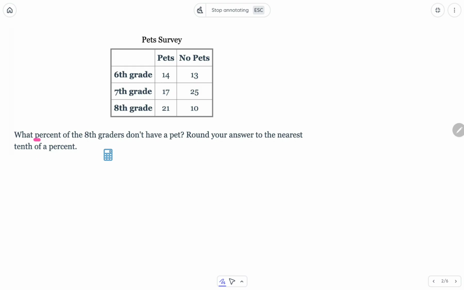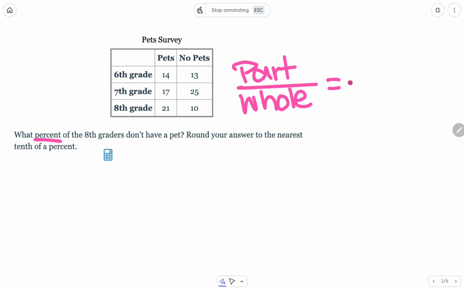Well, if we're looking for what percent, remember that percents we want to start off as fractions, and our fractions we're going to think of as part of a whole. So what part out of what whole are we talking about? Well, the question is saying what percent of 8th graders? That means that we're looking at all the 8th graders and then we're looking at a certain part of that. So the whole is going to be the number of 8th graders.